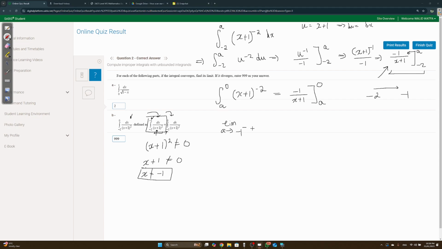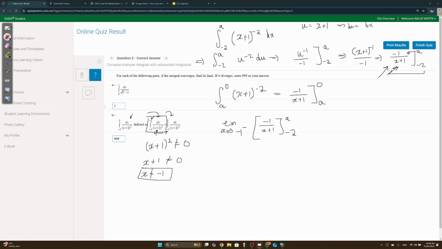You might not lose marks for it, but it's the way I was taught and it makes sense, honestly. Because with negative 1, you could be approaching it from the left or from the right. Since you're approaching it from the left negative side, you have to say negative. Your limit as a approaches negative 1 minus. Okay, and then write what you have. So negative 1 over x plus 1 from negative 2 till a.